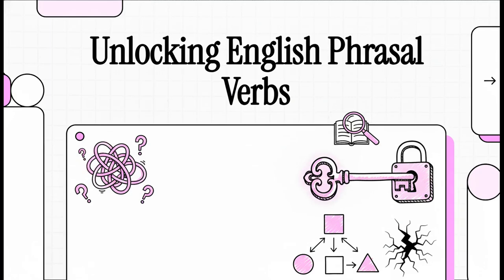All right, if you're learning English, you've definitely run into these guys, phrasal verbs. There are hundreds of them, and let's be honest, they can feel completely random. But what if there's a secret code to understanding them? Well, in this explainer, we're going to crack that code together.